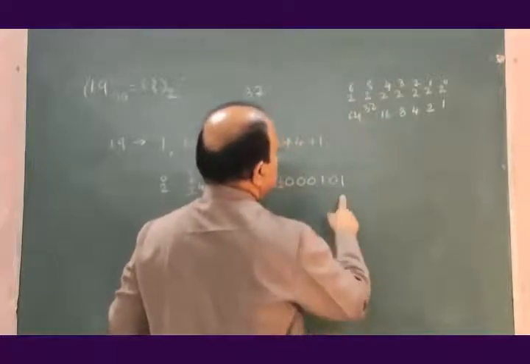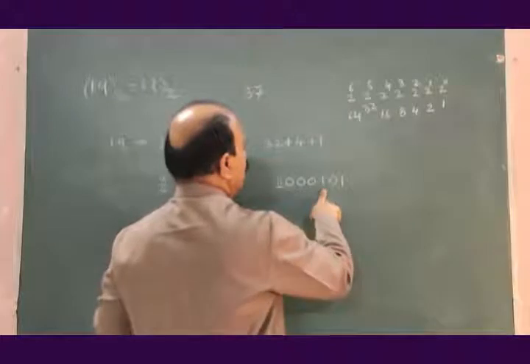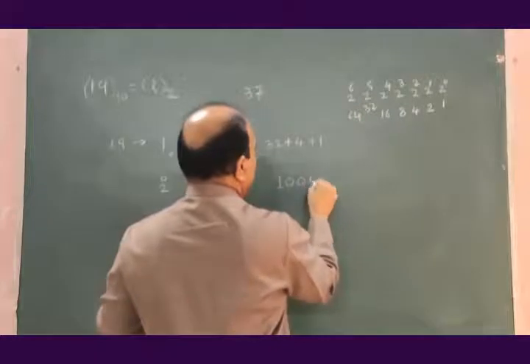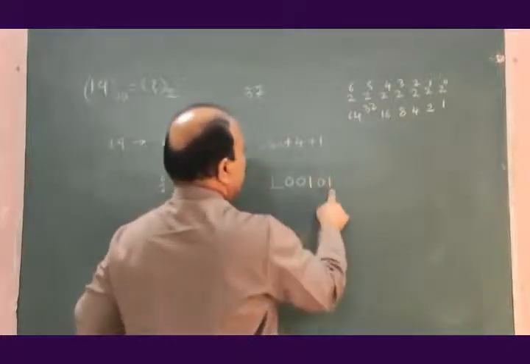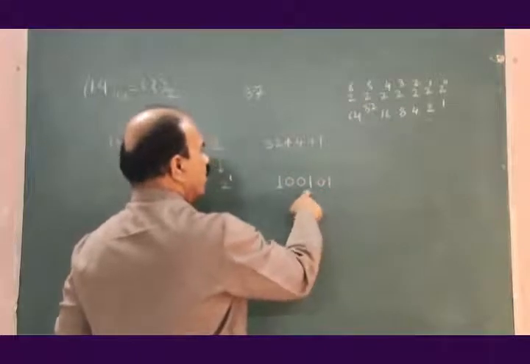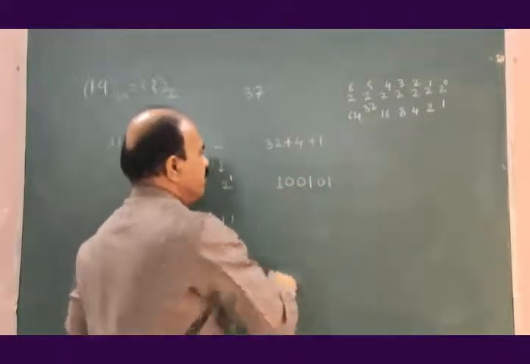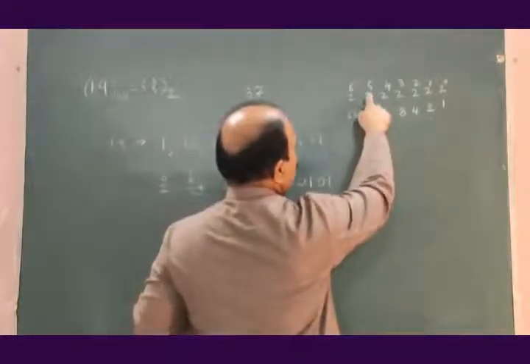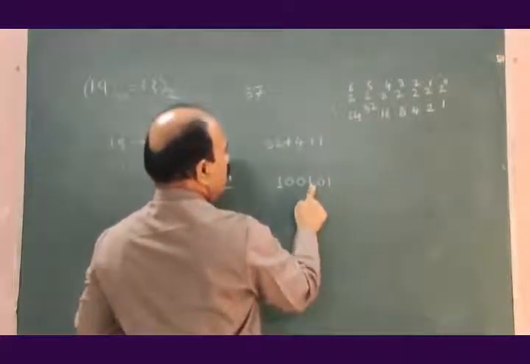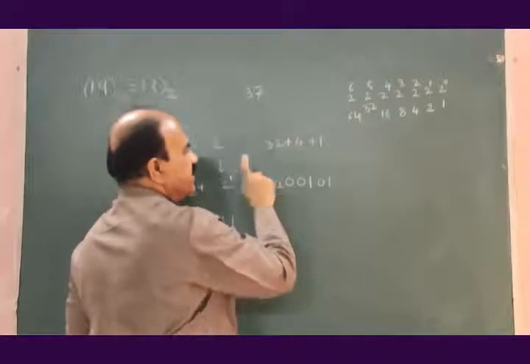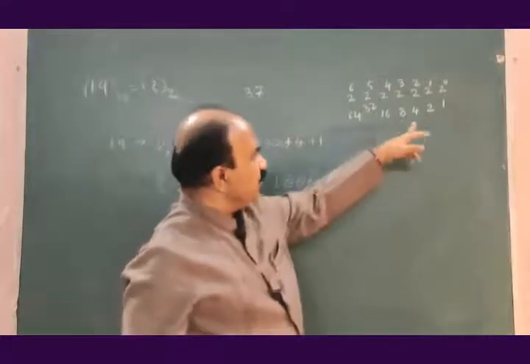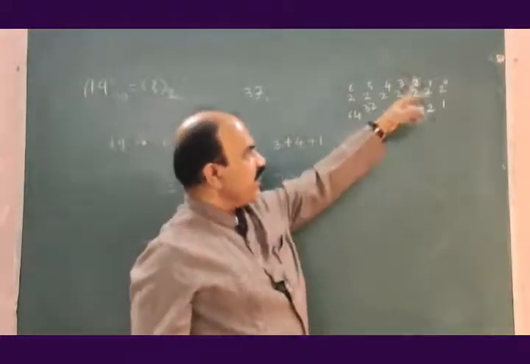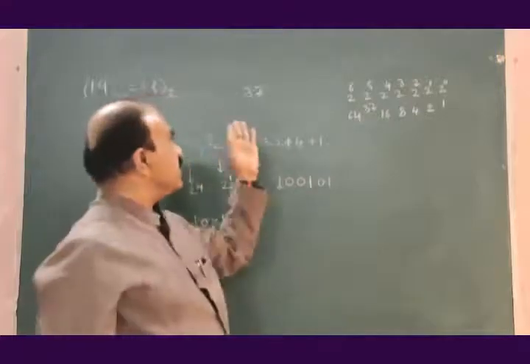Let me verify. 1, 2, 4, 8, 16, 32. 1, 0, 1. That is 32 to the power 5, which is 32. 4 to the power 2. 1 to the power 0. This is 37.